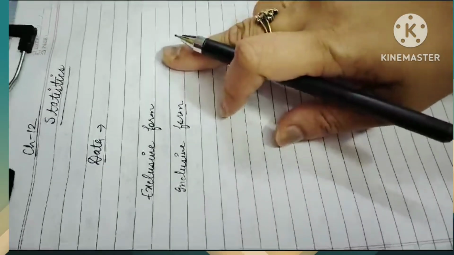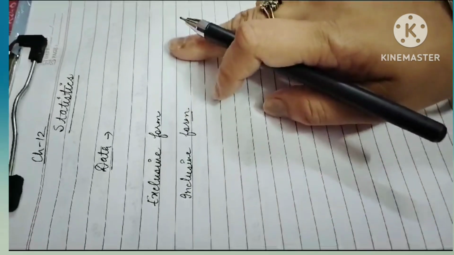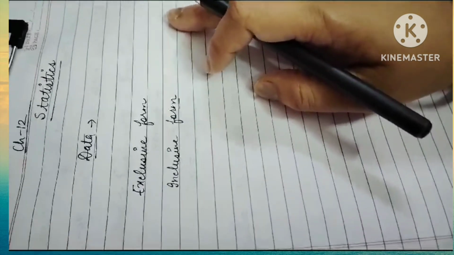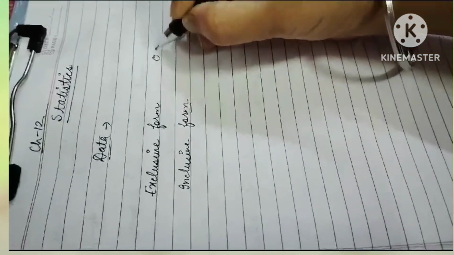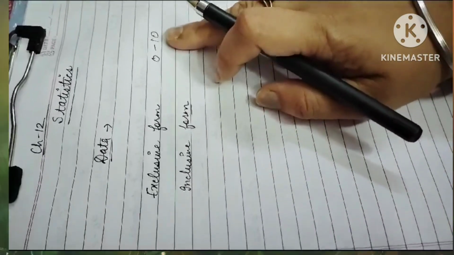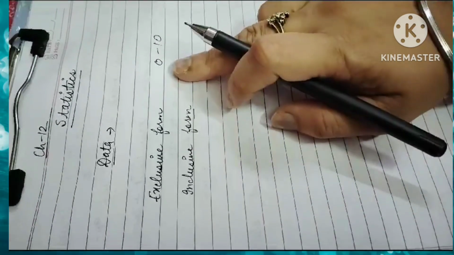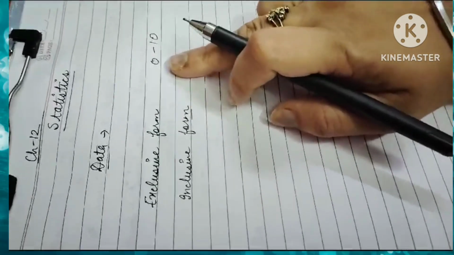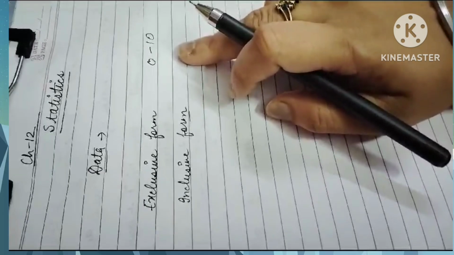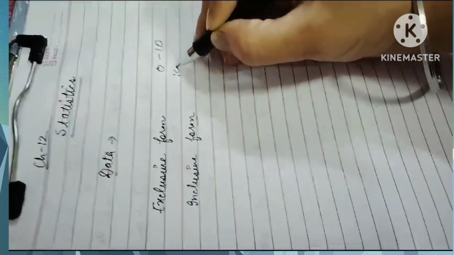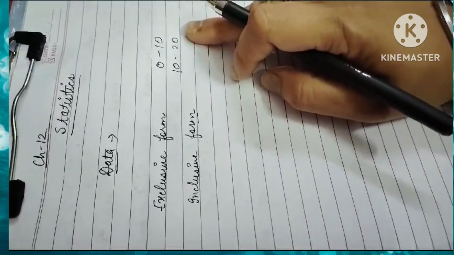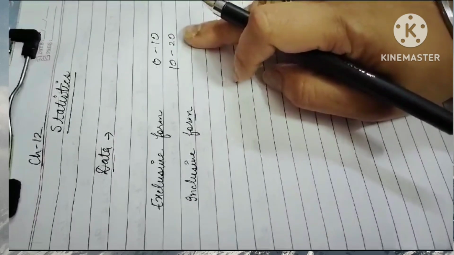In the exclusive form, the group frequency data is one in which the upper limit is excluded and the lower limit is included. For example, 0 to 10. In this, the upper limit is excluded, that means we do not include it, and the lower limit is included. So 0 to 9. So this is the exclusive form, or continuous form, of group frequency distribution. And then 10 to 20. In this, 10 is included but 20 is not included, that means it is excluded.